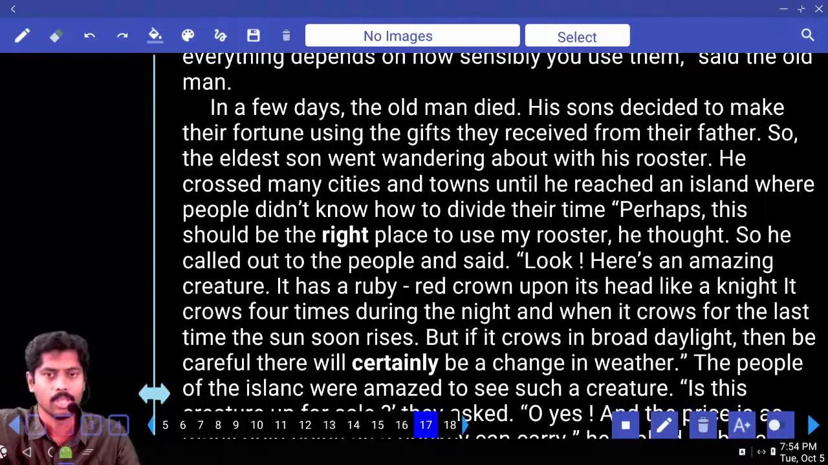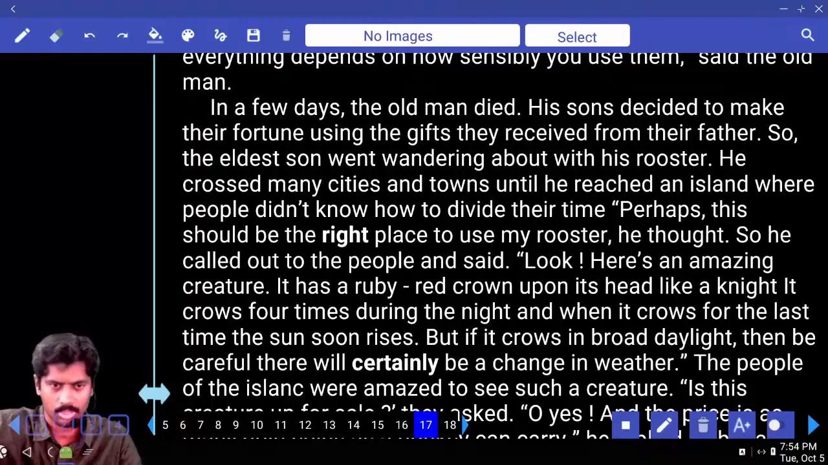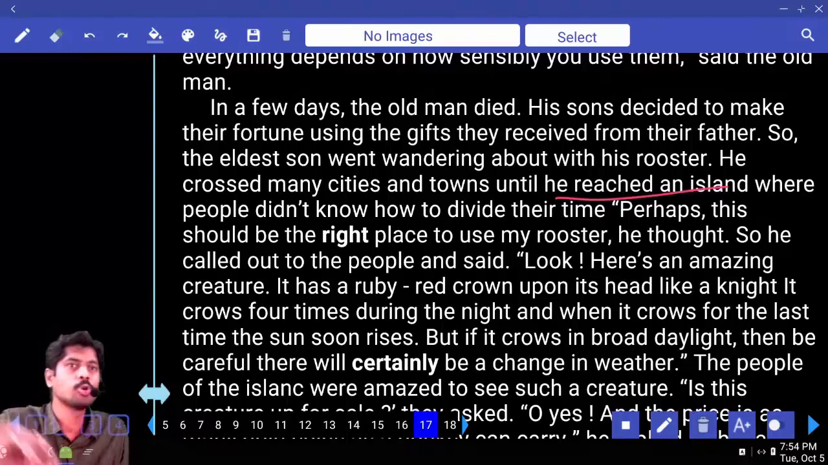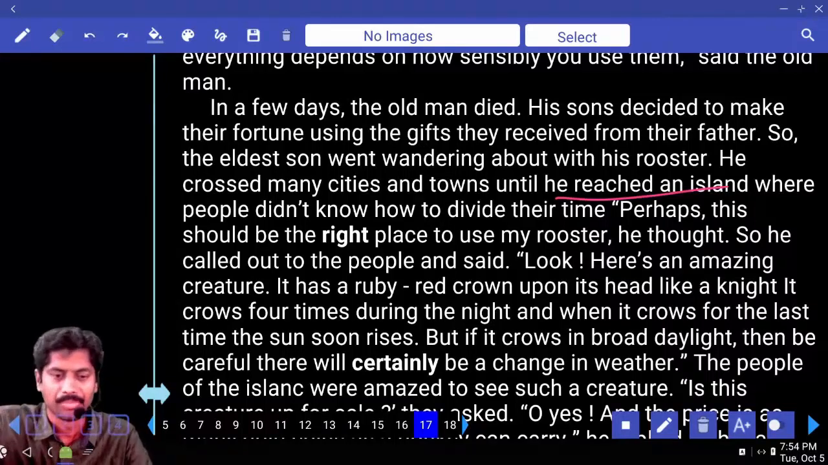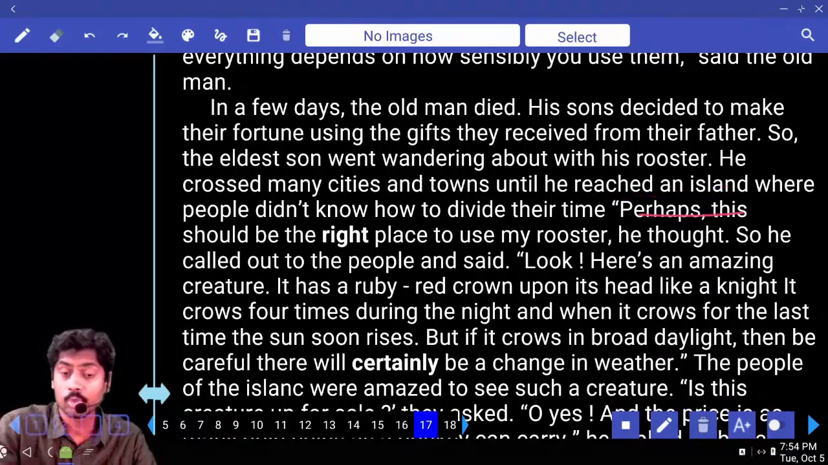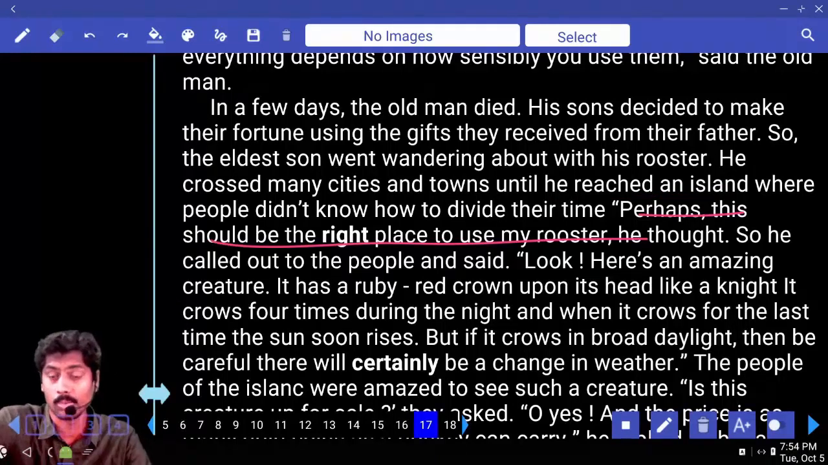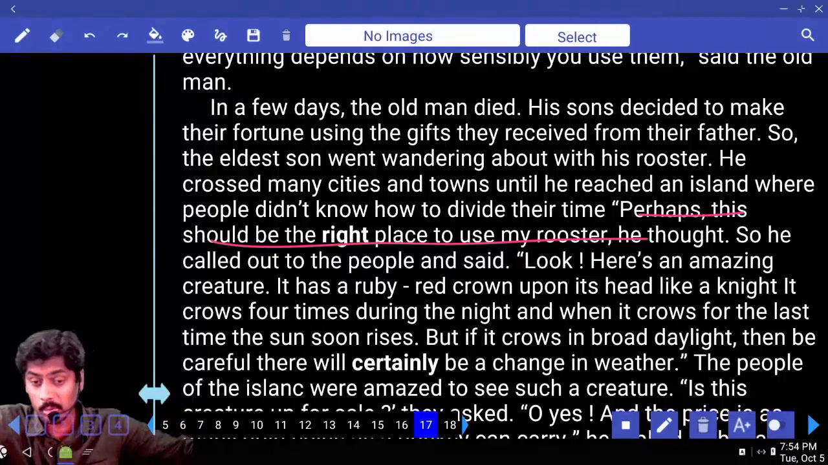So the eldest son went wandering about with his rooster. He crossed many cities and towns until he reached an island where people did not know how to divide the time. So this eldest son, what did he do? His gift was rooster. Along with the rooster, he went to many places and finally came to an island. So in the island, what was happening? Nobody knew what was time. They did not know how to count the time, how to see the time, how to calculate the time. So he thought, perhaps this should be the right place to use my rooster. Here I can use my rooster very well, he thought.